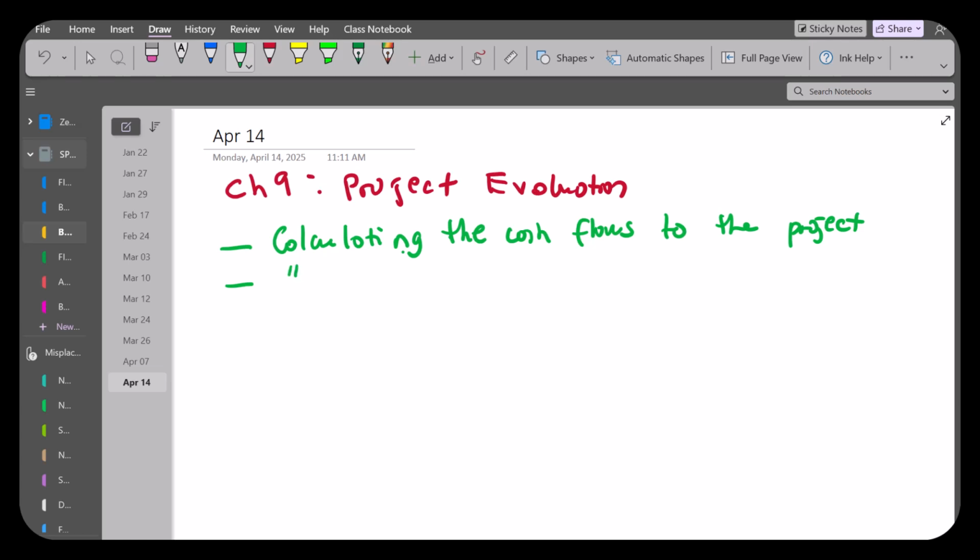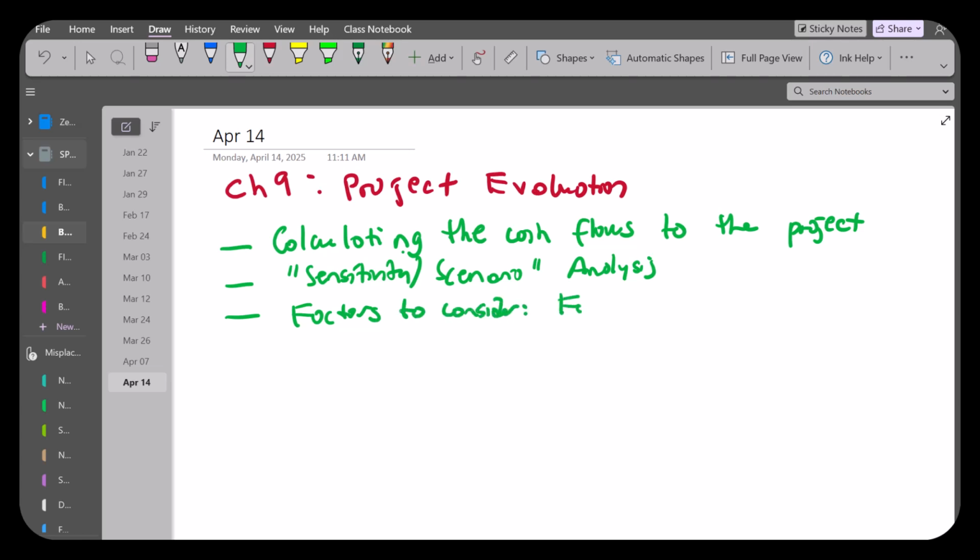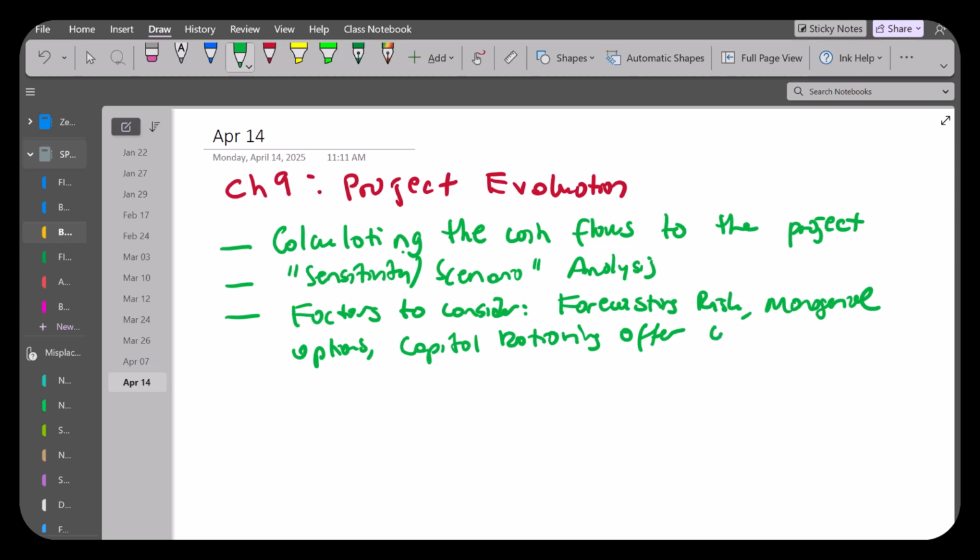Things like sensitivity, scenario analysis, and factors to consider, such as forecasting risk, managerial options, and capital rationing. After calculating project criteria.